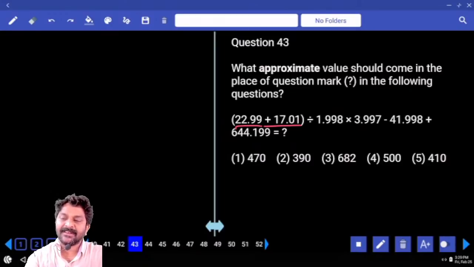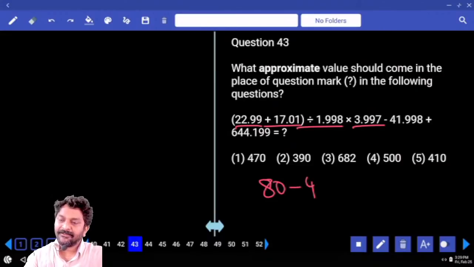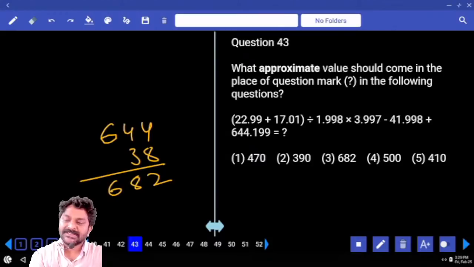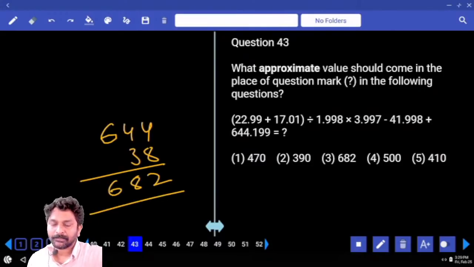23 plus 17, 40. Divided by 2, 20. 20 into 4, 80. 80 minus 42, how much is that? 38. 644 plus 38. Answer: 682.